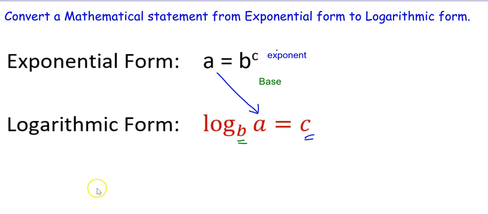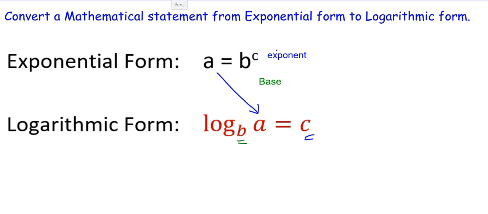So it's very simple. If you want to convert any equation from exponential form to logarithmic form, just write down log of that number. Here a goes on the straight line, but b, the base, goes down, and the exponent c remains on the right hand side. In fact, that exponent becomes your answer. So the purpose of logarithms is only that.